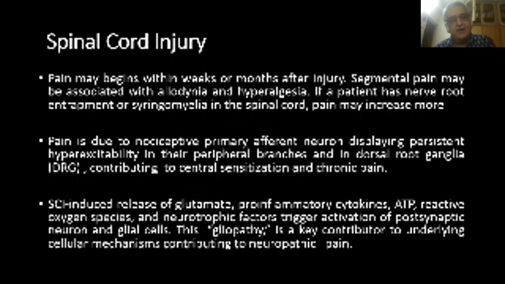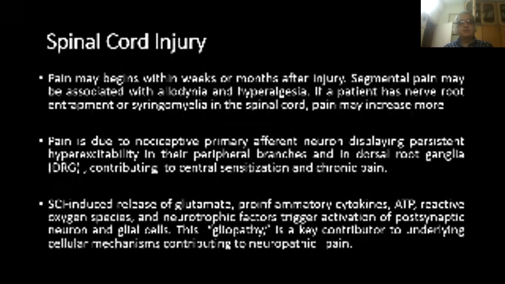Spinal cord injury also, the same thing I have to say, that it can begin immediately, but it can begin weeks or months after injury. All of us see these patients when they go to neurosurgeons, but when neurosurgeons are not able to deal with their pain, they just send them to us and we have to manage them. But in spinal cord injury patients, particularly, they can also develop nerve entrapment or syringomyelia, and we have to make sure that we are not missing them when the spinal cord injury patients complain of pain later on.